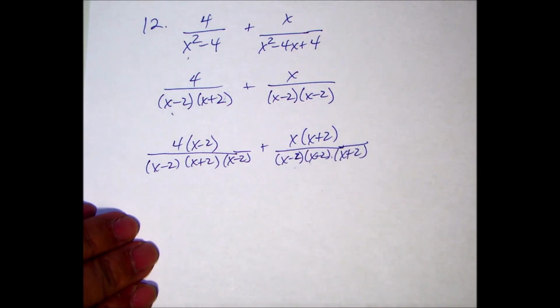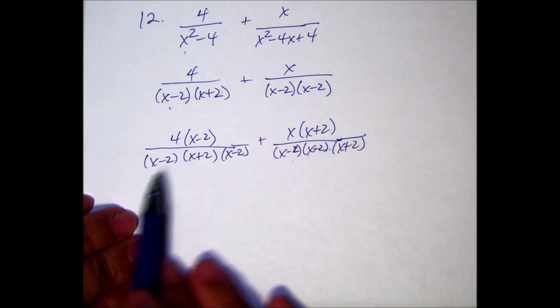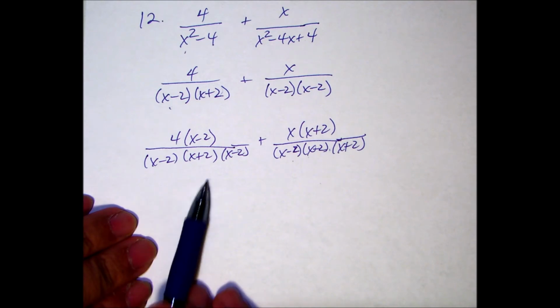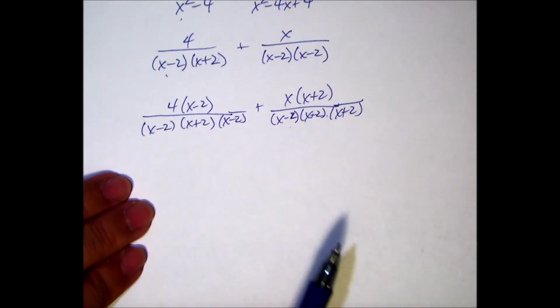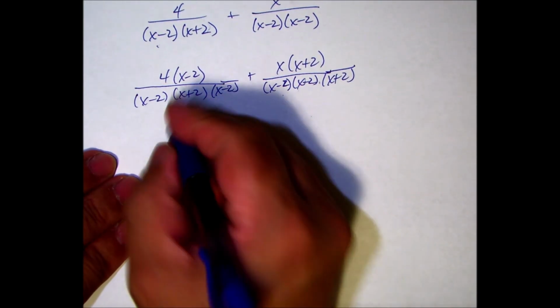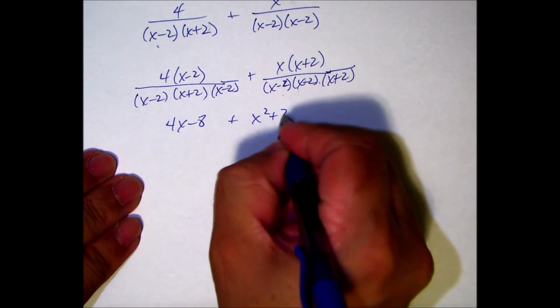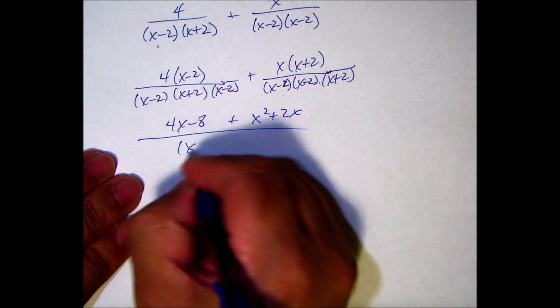I realize many students have difficulty understanding this concept. If you didn't get it from this video, please feel free to ask me again in class. Alright, so here, let's go ahead and multiply that out. 4x minus 8 plus x squared plus 2x over that denominator.